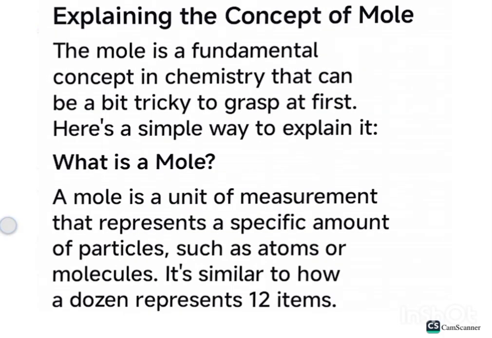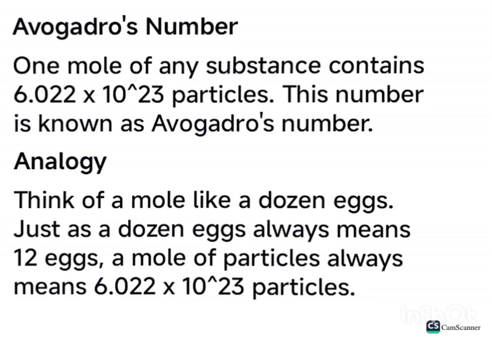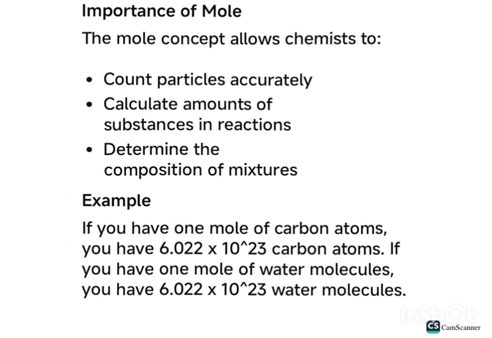You can also see that it is related in chemistry to solving different types of numericals. So this is always a constant number. As you can see, the slide also shows the comparison of a dozen eggs with the number of particles. The number of particles is always the same, that is 6.02 into 10 raised to power 23. Now the importance: we can calculate the particles with the help of this concept, and also the amount of the reactions or the substances which are actually reacting, and also the composition of the mixture in which the reaction is being carried out.